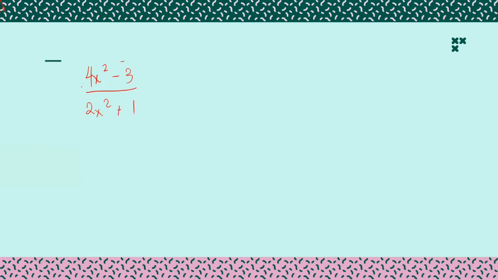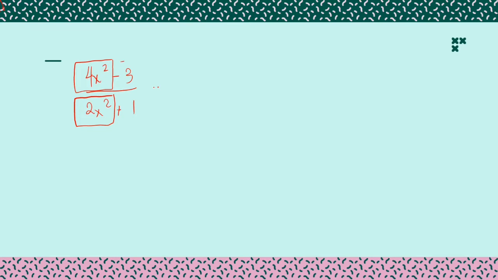So, now, we need to identify our degree, the highest degree. The highest degree that we have in the numerator is 2, and the denominator is also 2. So that means the degree is equal, the highest degree of both.